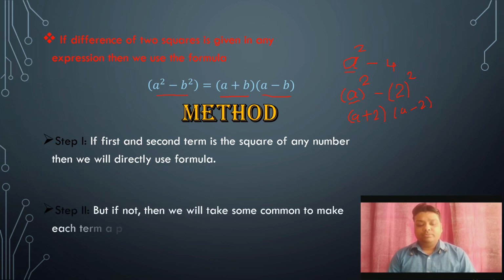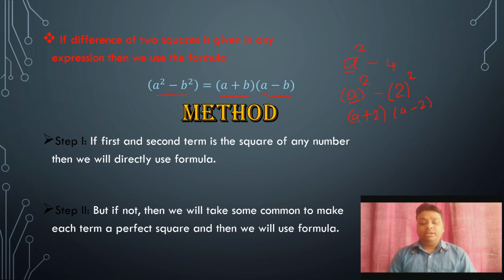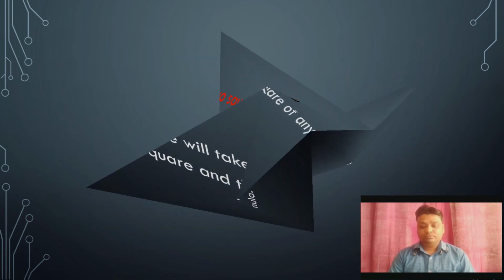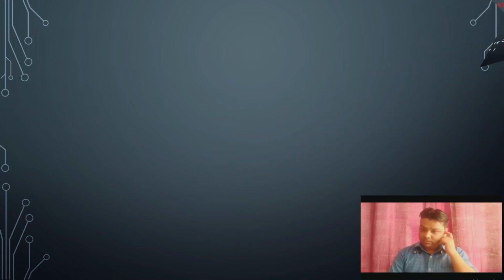Another step: but if not, then we will take something common to make each term a perfect square, and then we will use the formula. If these two terms are not the perfect square of any number, then in this case we will find something common between these two numbers, and after taking it common we will use this formula. Okay students, now let's solve some questions.